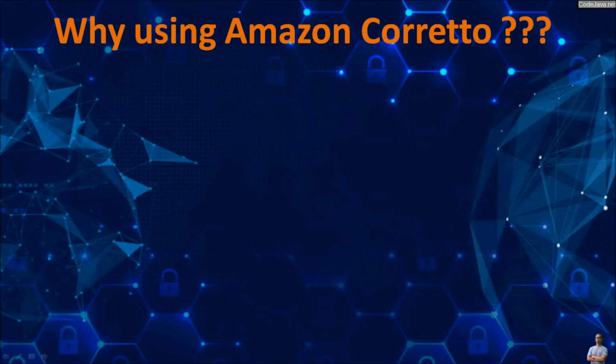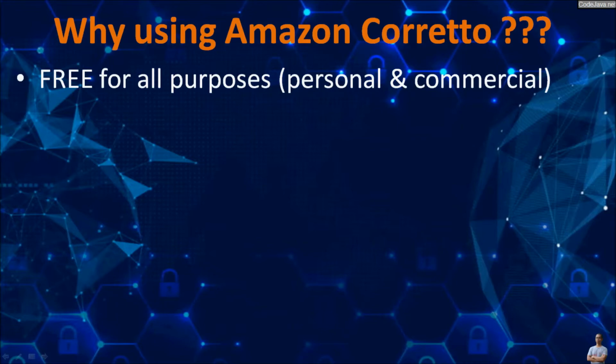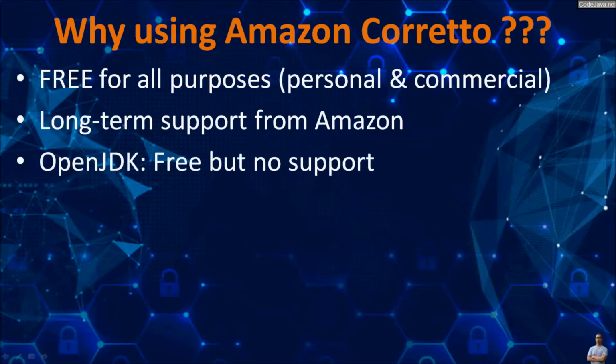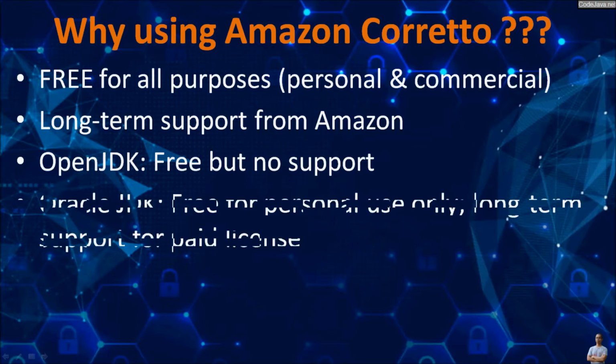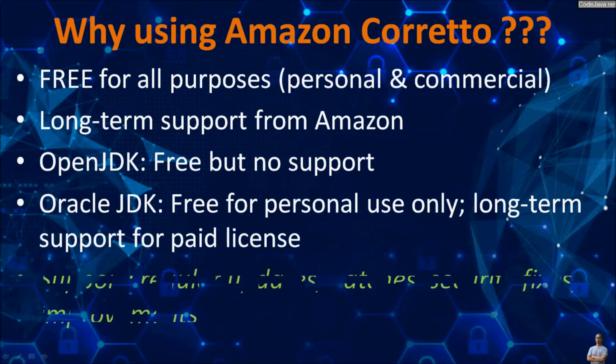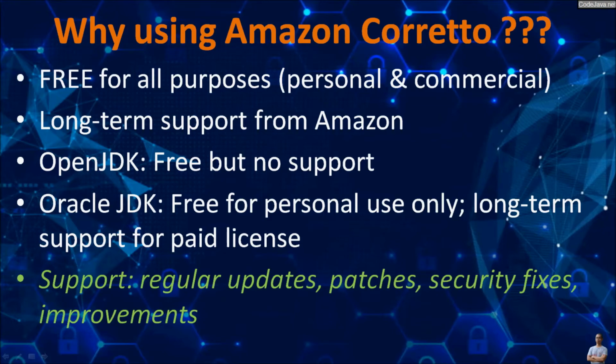Why do we need to use Amazon Corretto when OpenJDK and Oracle JDK are out there? It's because Amazon Corretto is free for all purposes, including personal and commercial uses, and it has long-term support from Amazon. Whereas OpenJDK is free but has no support, and Oracle JDK is free for personal use only, and for long-term support, we must pay Oracle. Here, support means regular updates, patches, security fixes, and improvements.